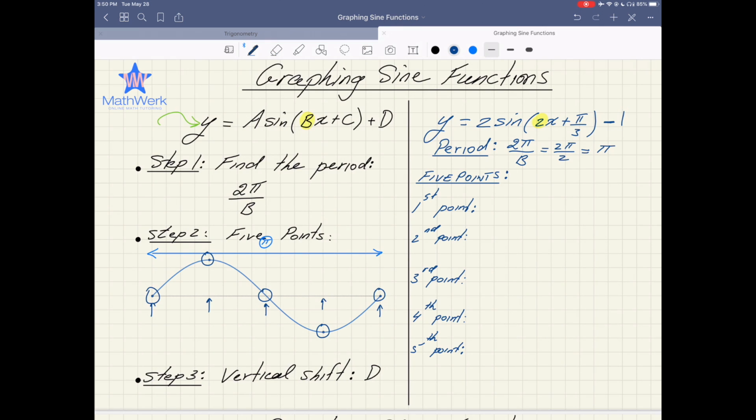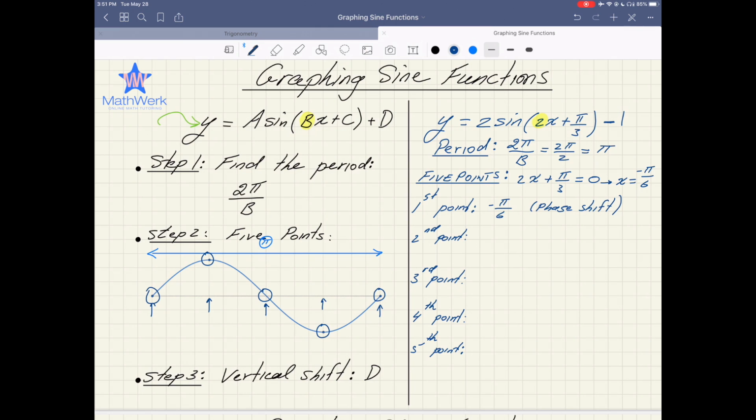The first point comes from setting the argument, which is 2x plus pi over 3, equal to 0, and solving for x, which you get negative pi over 6. Okay, now that serves as the first point. It's also called the phase shift. We'll see why in a minute.